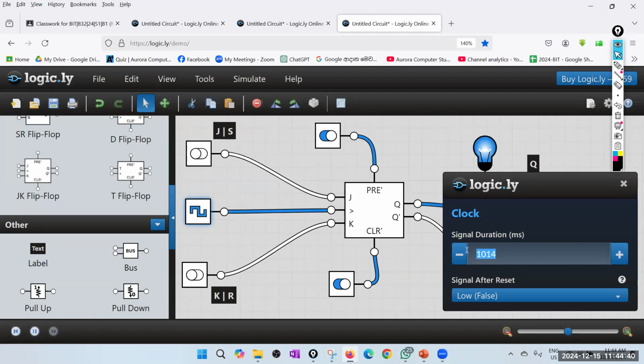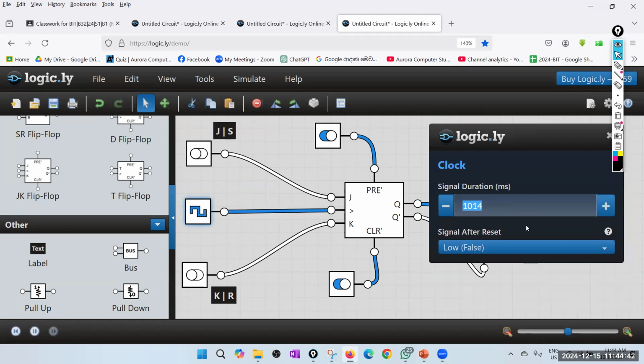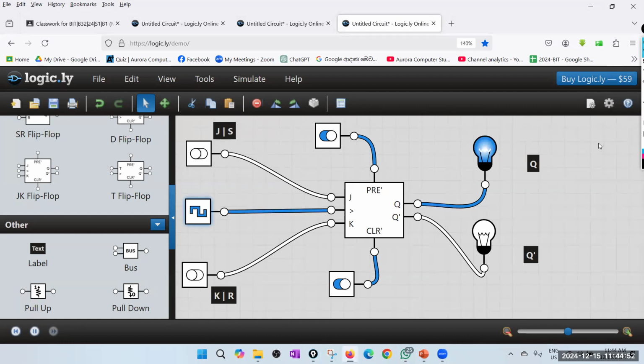I make it something else. Say 2,000. Right, now I make it slower so that you can see. Now I will reset. How to reset? Make this one, but it will not immediately reset. It will reset with the clock pulse.